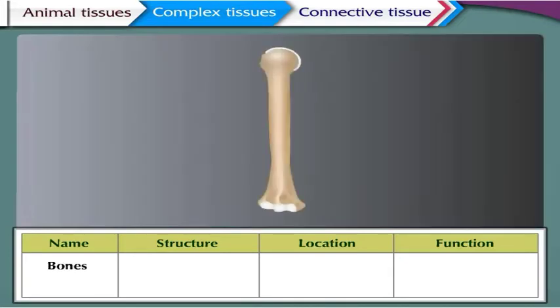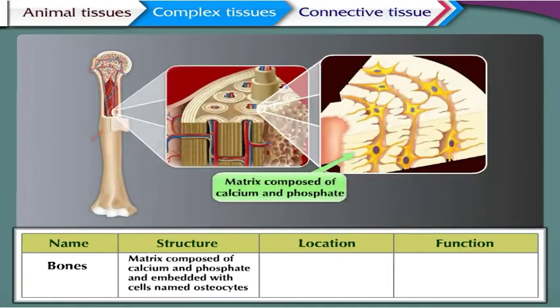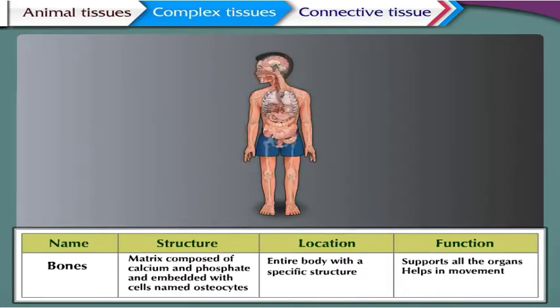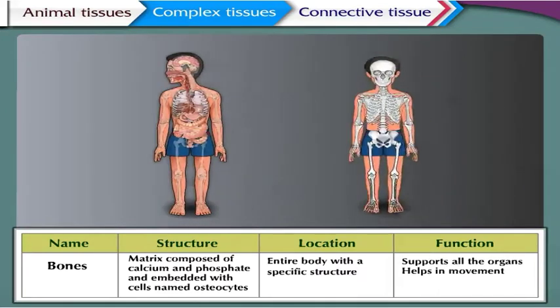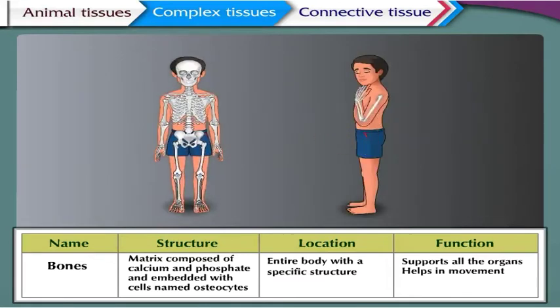Bone. This tissue is made up of a matrix composed of calcium phosphate, and there are cells called osteocytes embedded in them. Bones are present all over the body with a specific structure. Bones support all the organs and help in movement. Bones are strong but are non-flexible, hence they cannot be bent.